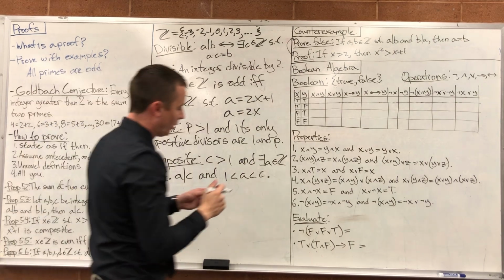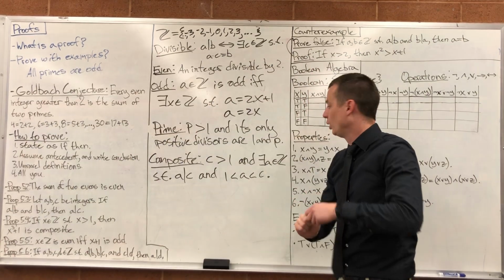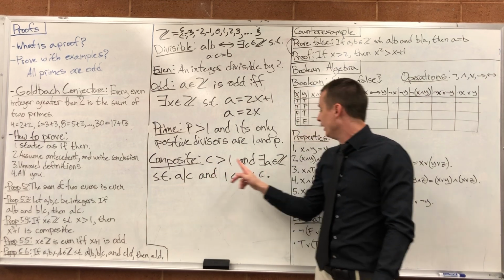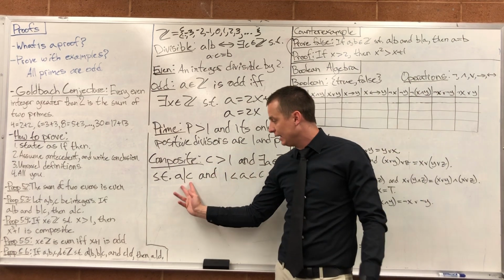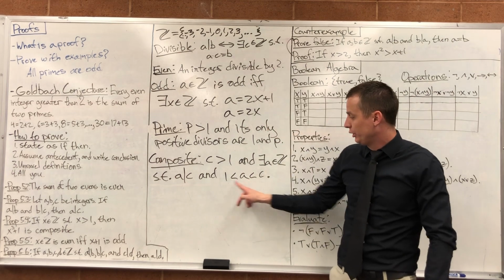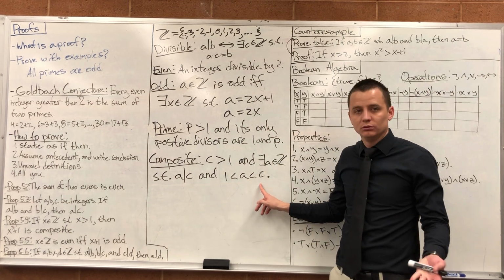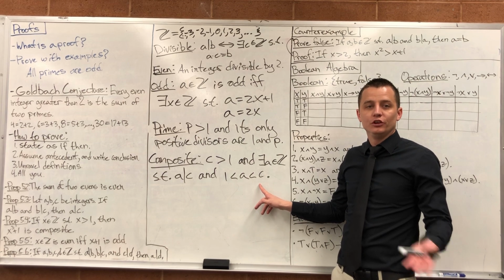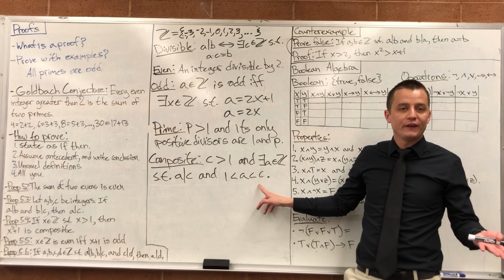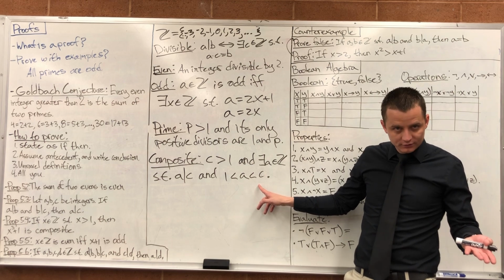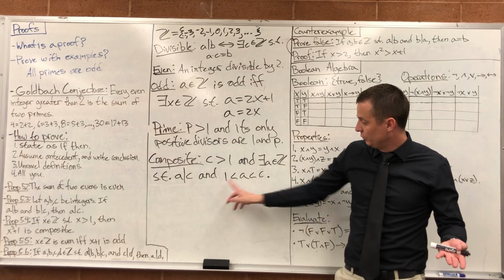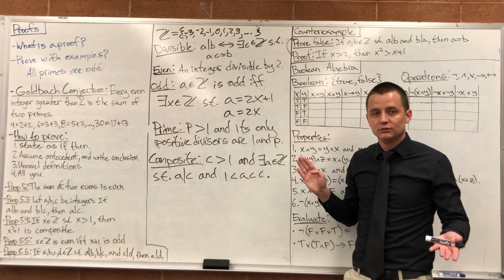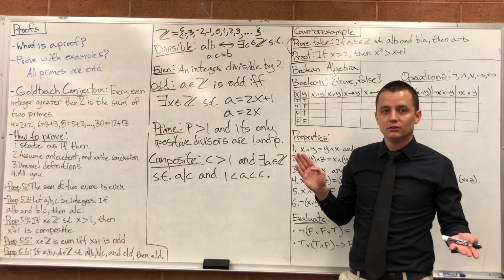Give me an example of a composite number. 4. How do you know 4 is a composite? First off, it's greater than 1. Does there exist some integer that divides 4 and is in between 1 and 4? Yes, 2. Does 2 divide 4? Is 2 a factor of 4? Yeah. And 2 is between 1 and 4. Therefore, 4 is composite.